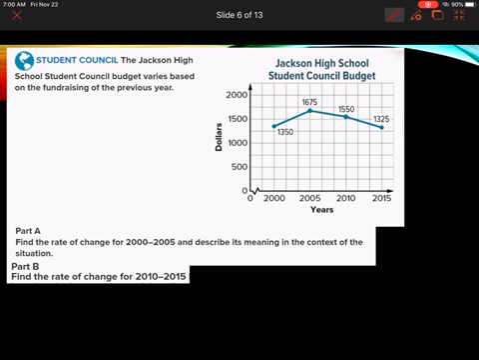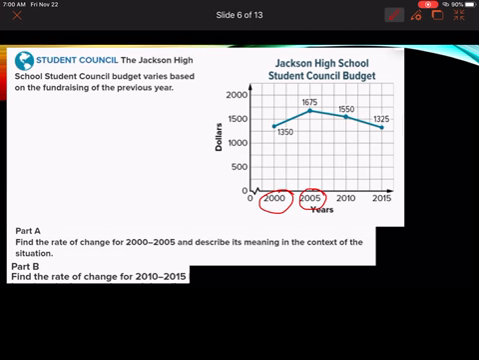So Jackson High, the school student council budget varies based on the fundraising of the previous year. So now we're going to interpret rate of change from our graph. So we're going to find the rate of change from 2000 to 2005. So here's 2000 to 2005.